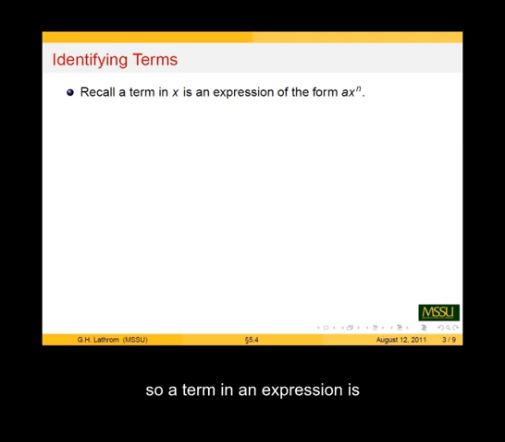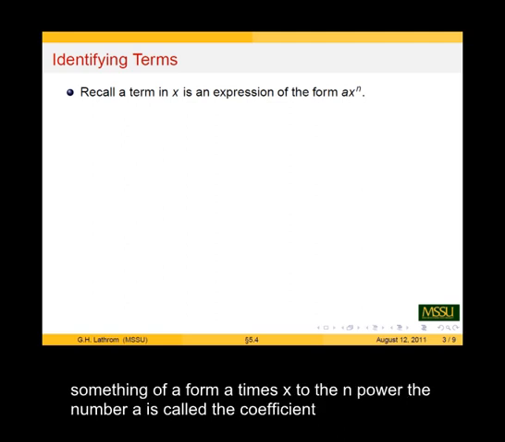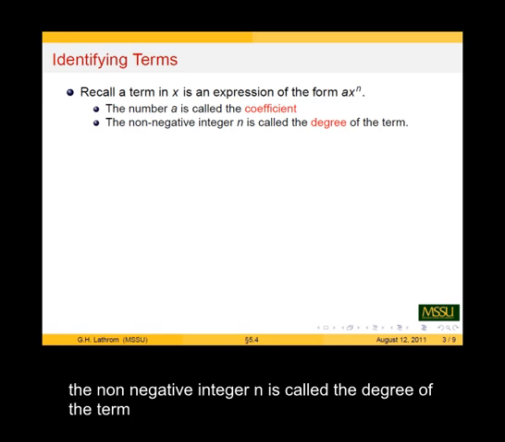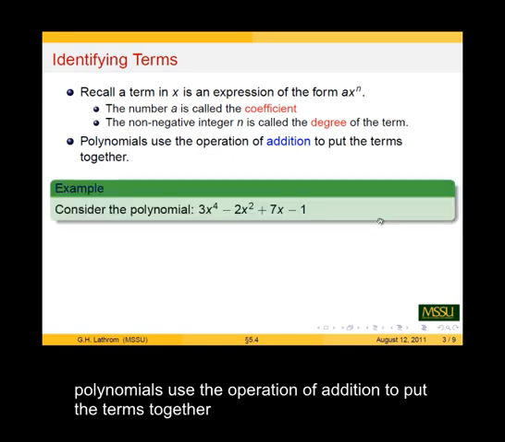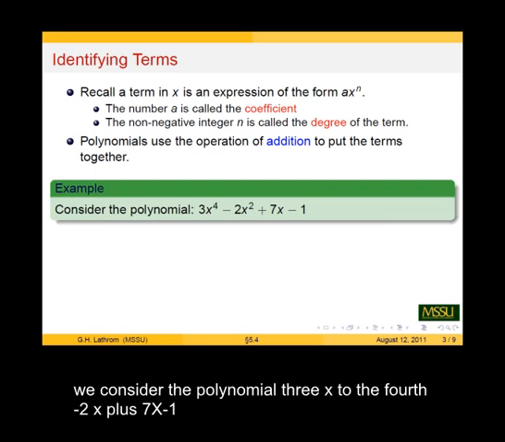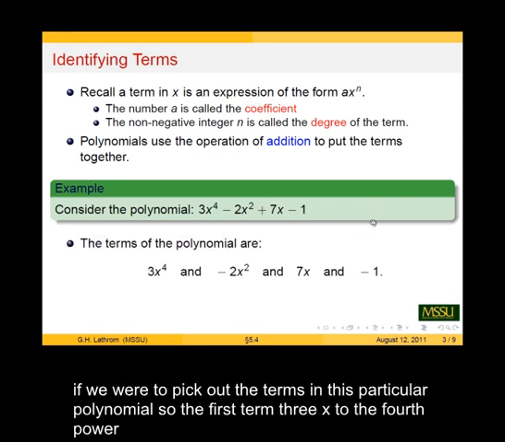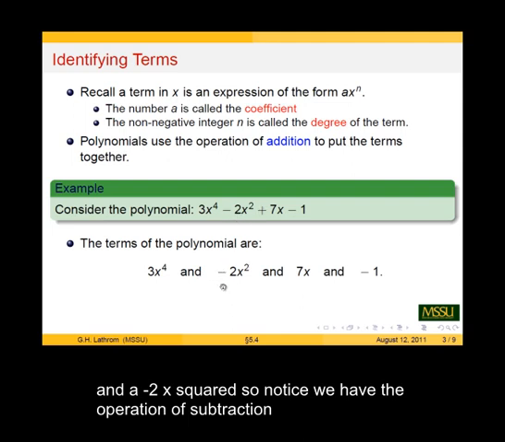Identifying terms. A term in an expression is something of the form a times x to the n power. The number a is called the coefficient. The non-negative integer n is called the degree of the term. Polynomials use the operation of addition to put the terms together. If we consider the polynomial 3x to the 4th minus 2x squared plus 7x minus 1, and pick out the terms, the first term is 3x to the 4th power, and a negative 2x squared.